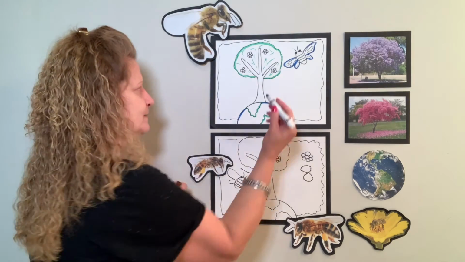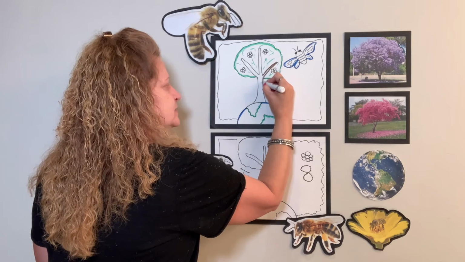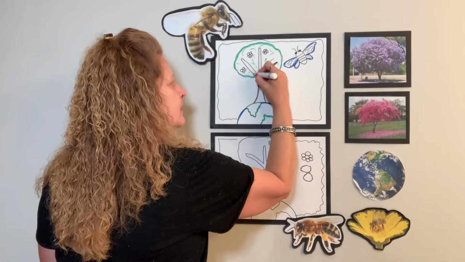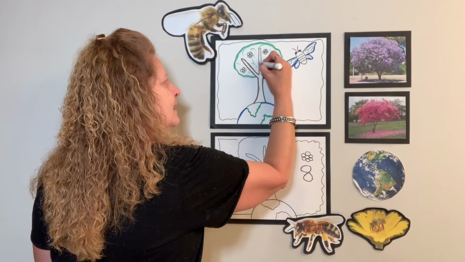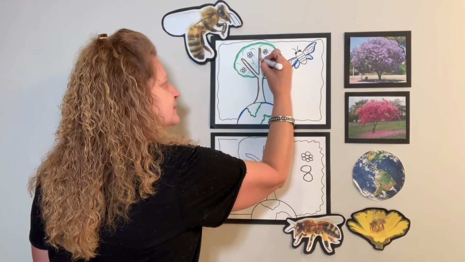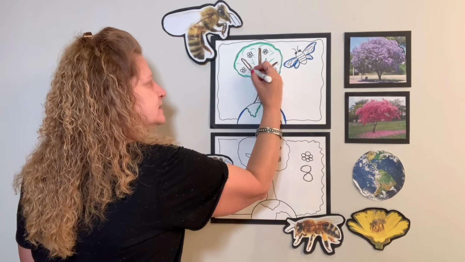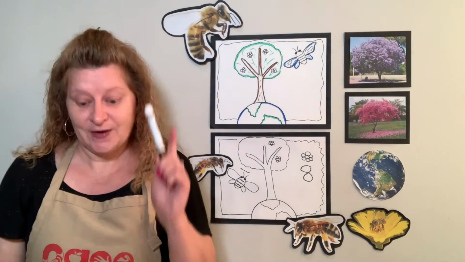And then I want my brown, and I'm going to trace around my tree trunk with my brown, just like this. And if you wanted to use a different color, you could. And maybe you could put some little dashes to look like tree bark. Very good. Now there's one more thing.